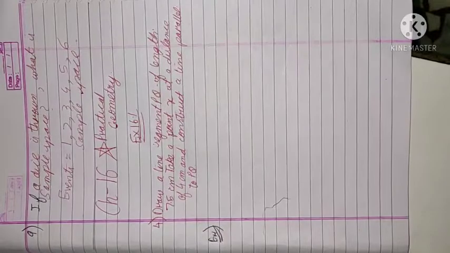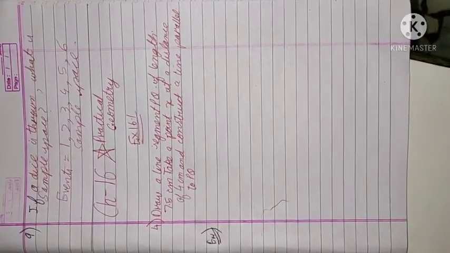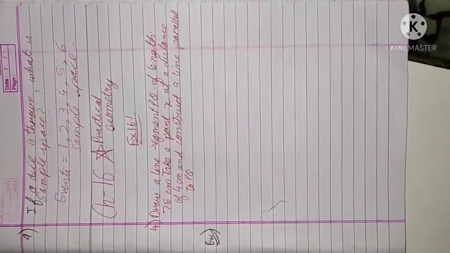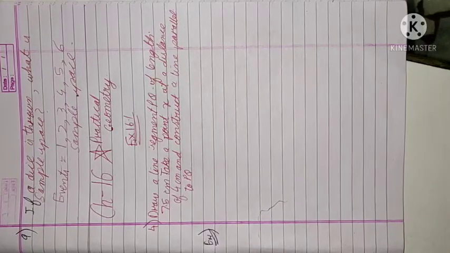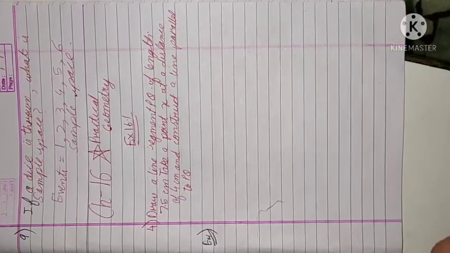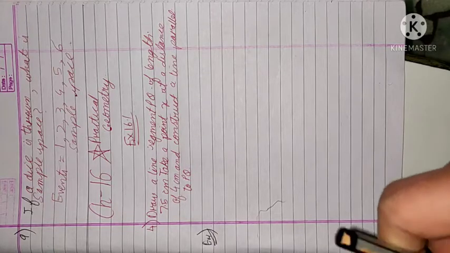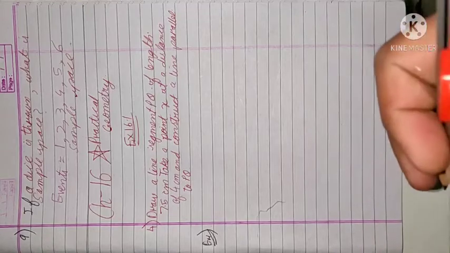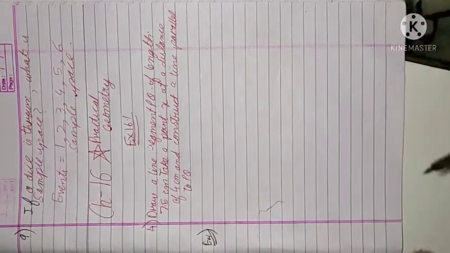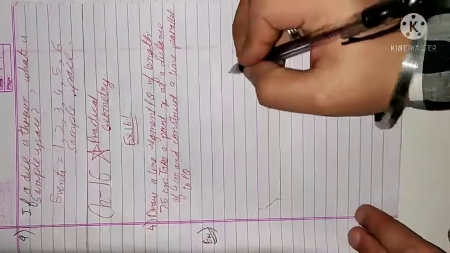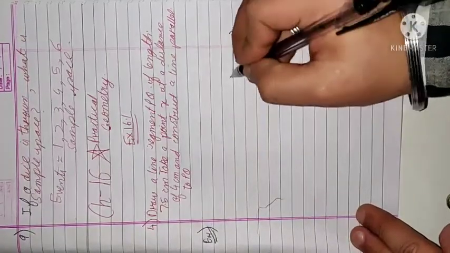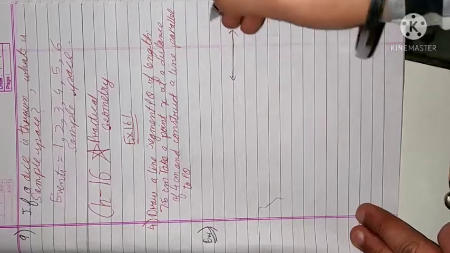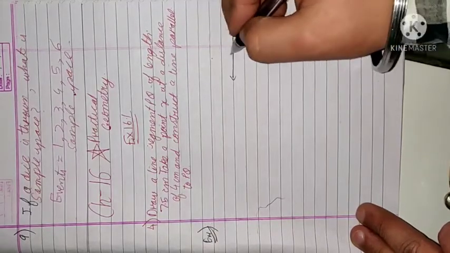Good morning class. Today we are going to start with our new chapter, that is practical geometry. In the first exercise of this chapter, we have to construct a line parallel to a given line at a given distance. We are given a line and we have to construct a line parallel to it at a distance of 4 centimeters.